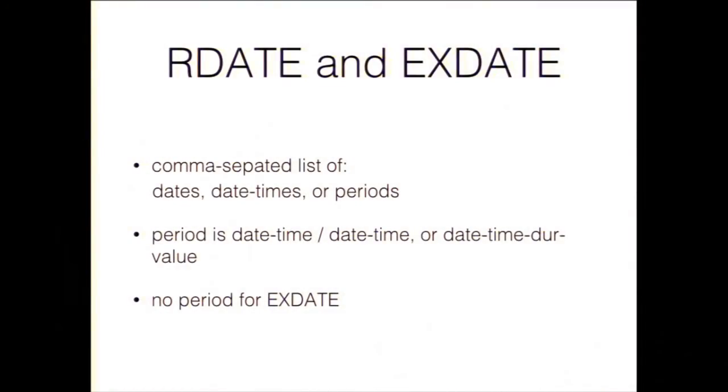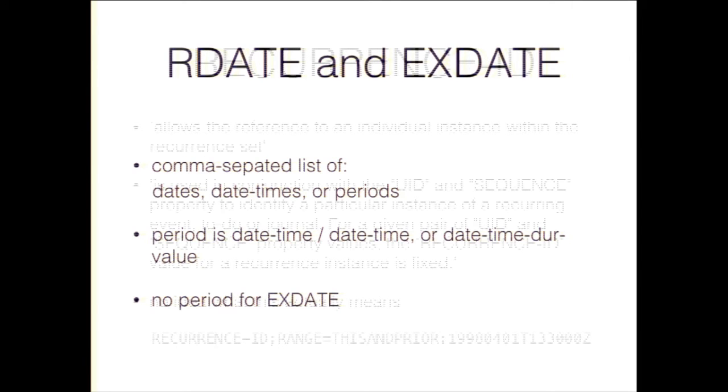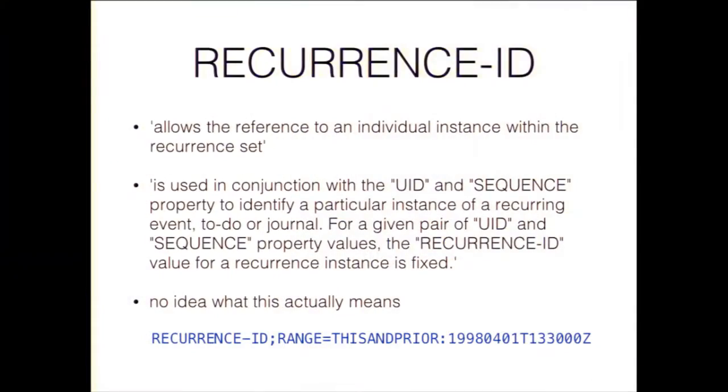The R date and X date, it's a bit simpler. You can specify exact dates to exclude or a range of dates. Then the recurrence ID, as I said, I have no idea what this actually means, but there's an example for you. Apparently, you can have something where you go backwards in recurrence. This is in prior. I don't know why you'd want to do that.